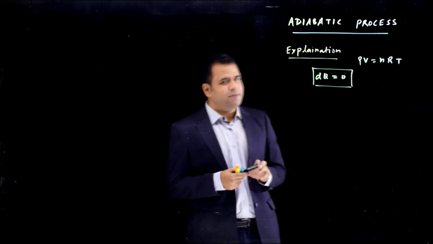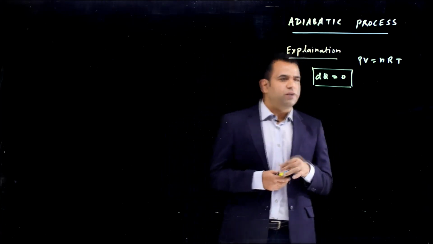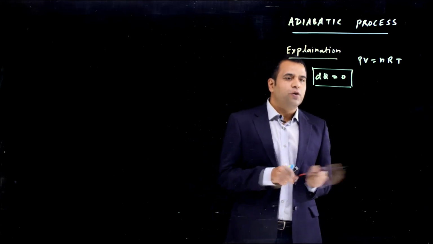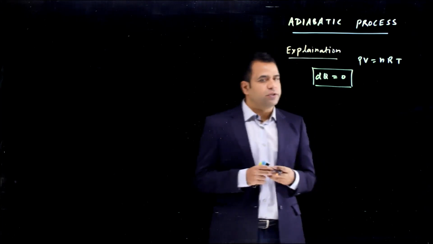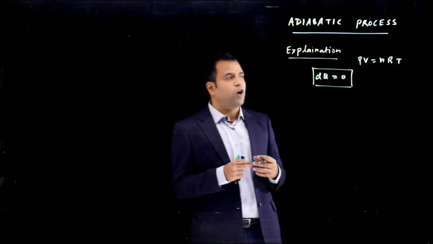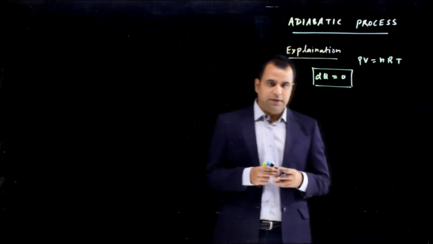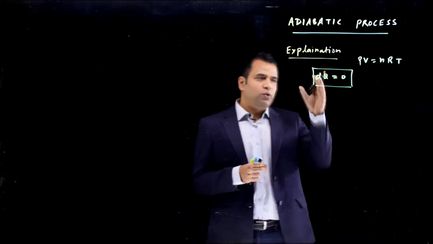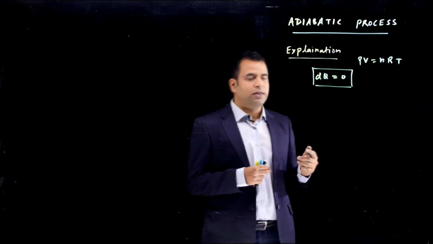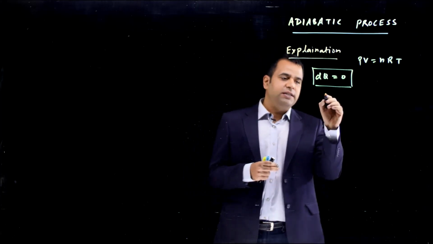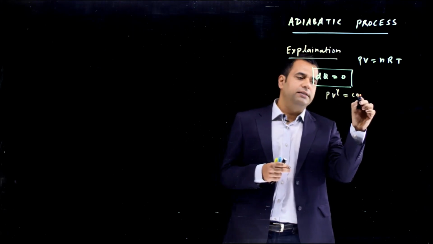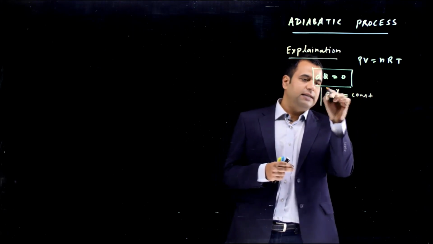As you can see, I am putting the constraint in terms of Q, which is not there in the ideal gas equation. So we have to convert this dQ equals 0 equation into an equation involving P, V and T. That we will do separately, but I'll write the result here. When you convert dQ equals 0 into P, V and T, the equation is going to convert as PV to the power gamma is constant. That's the equation you will get.